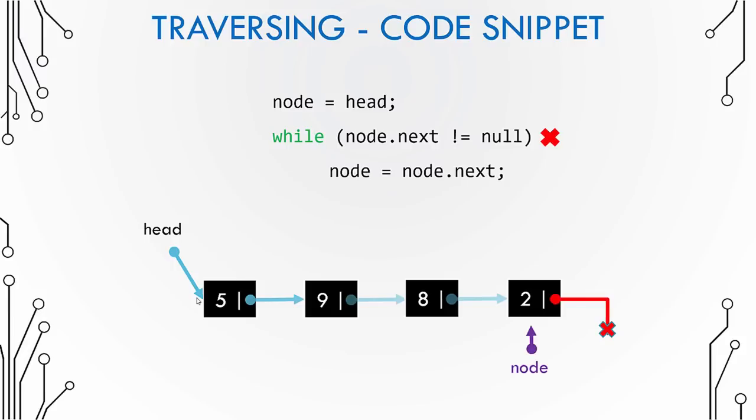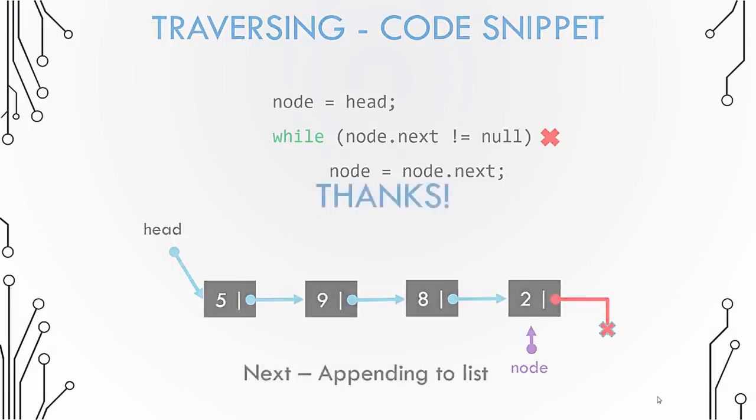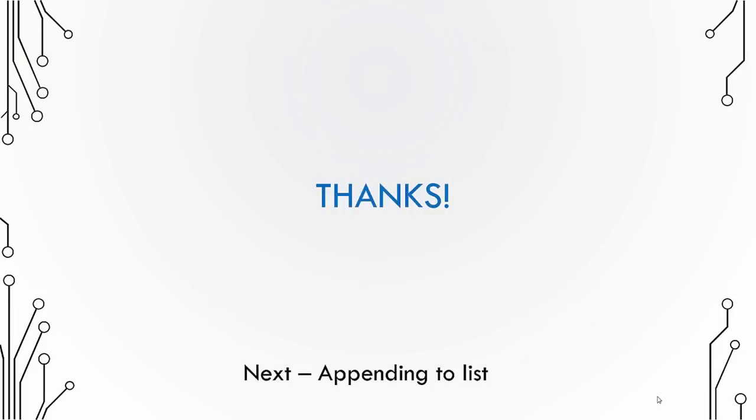Of course, inside the while loop, you can add your own logic to check the value of each node that you're traversing, and then you can always arbitrarily stop at any given point. You don't need to go to the last node every time. So that was all about traversing a linked list. Next, we will see how do we append a node to a linked list.